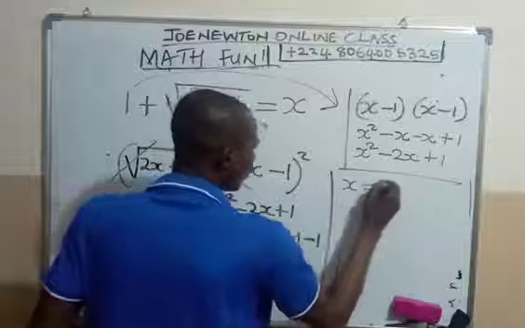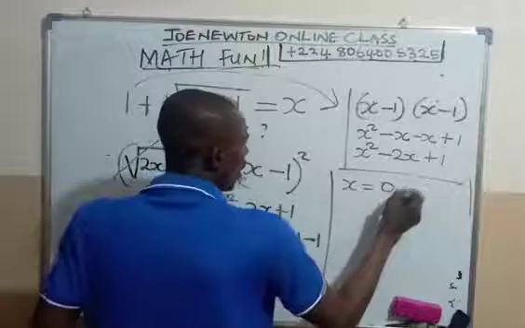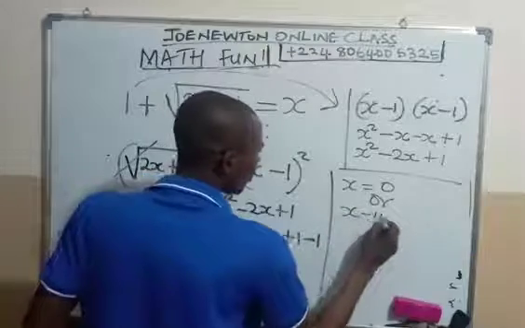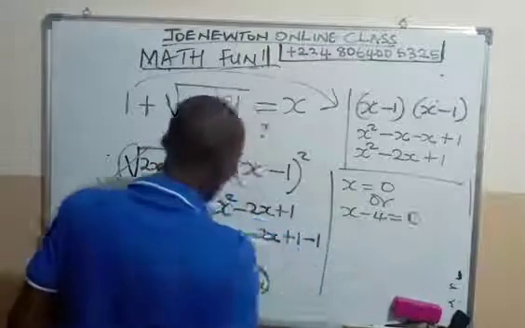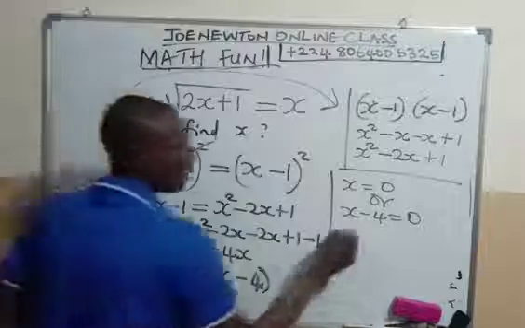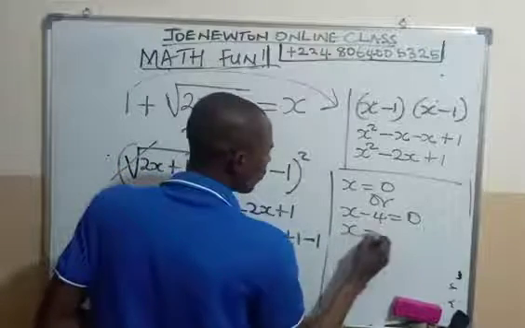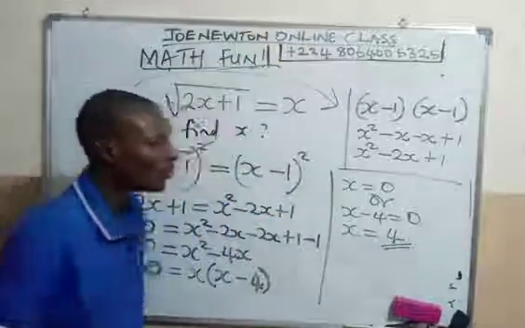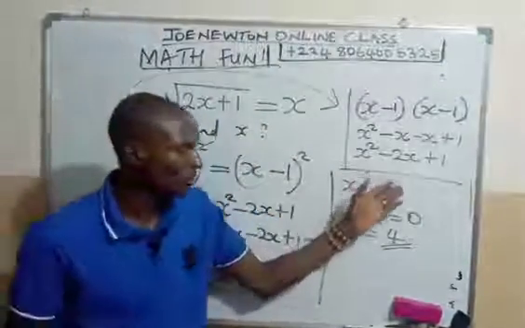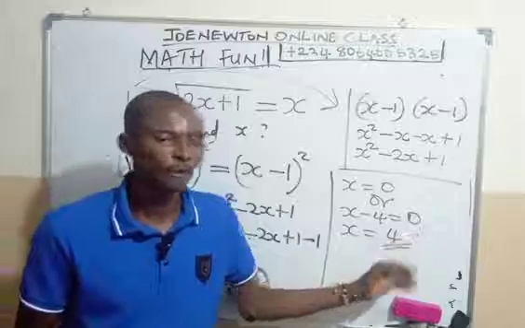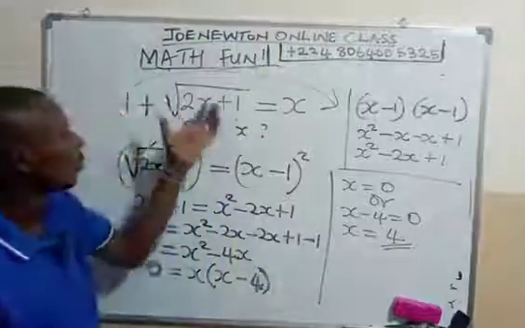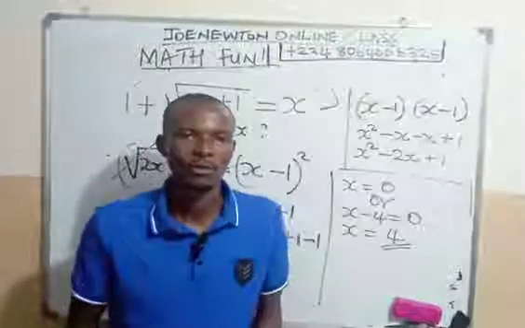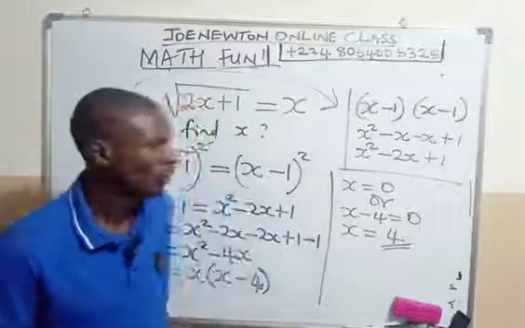So when we continue here, we now have that x is equal to 0, or x minus 4 is equal to what? 0. When you separate both of them, that will give you x is equal to what? 4. So that is it. That's our answer. So our answer is that x is equal to 0 or x is equal to 4. Correct. So with this, I believe you can simply solve this kind of question without stress using the quadratic formula.